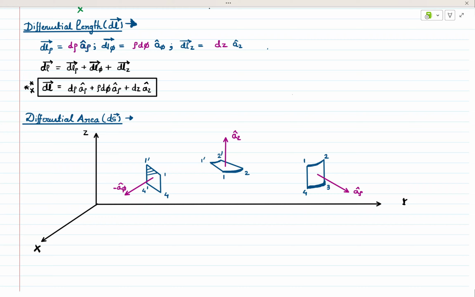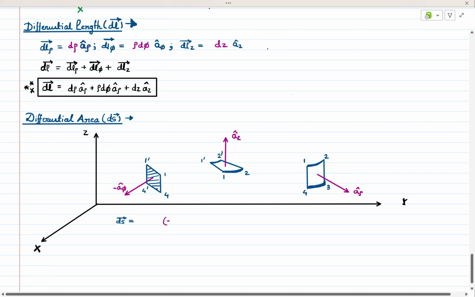Now for this area, that is 1 dash 1 4 4 dash, if I want to write the area vector, that is the dS, then what will that be? That will be nothing but the magnitude and the direction. Now you know that the direction is minus phi. Okay, that is the constant.